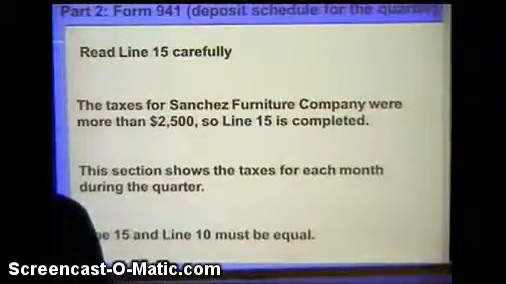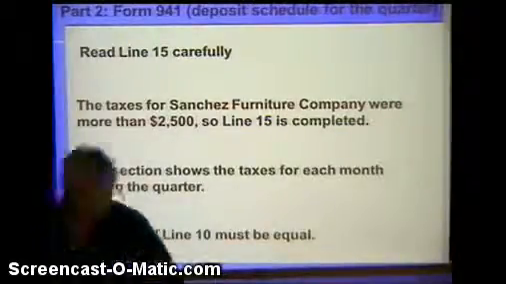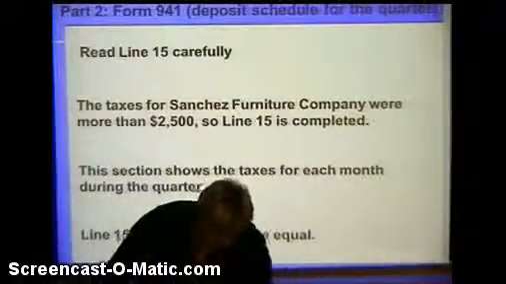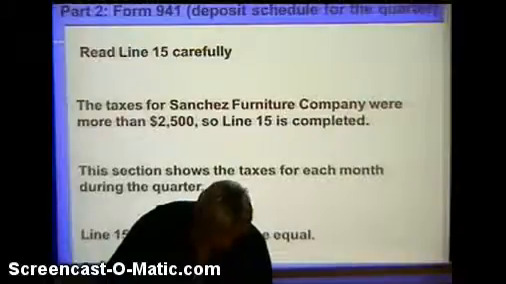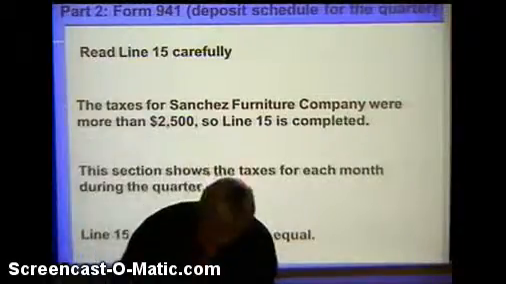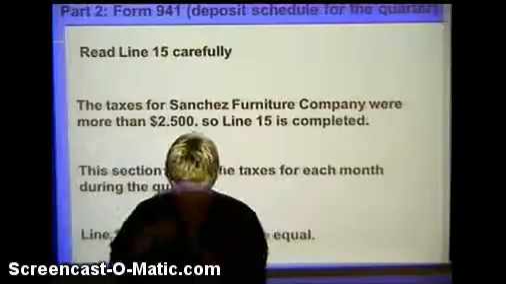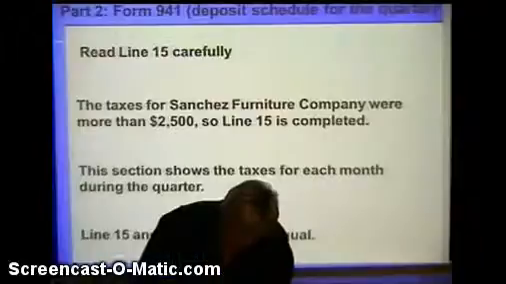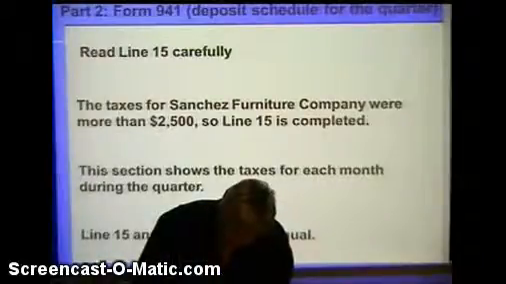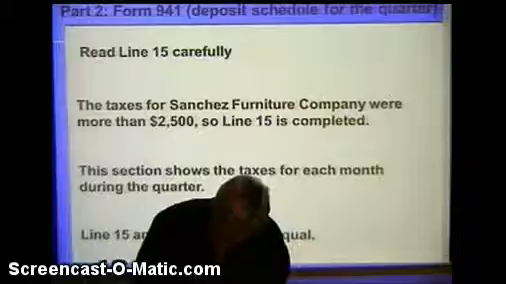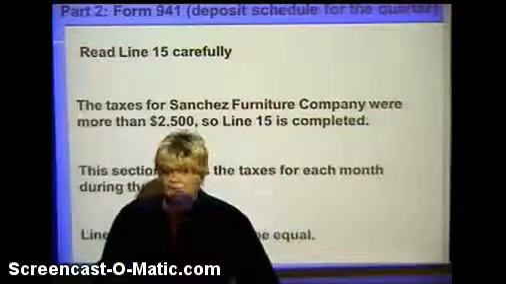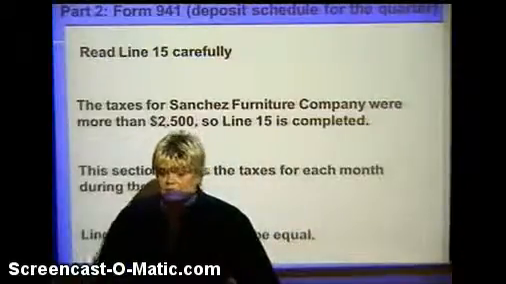Okay, notice once you finish, line 15 and line 10 must be equal. Line 10 is what you figure when you multiply it out and did your multiplication using the whole amount, after all the adjustments. That's line 10, total after the adjustment for the advanced calculation. Then line 15 shows what you actually collected and paid so far, deposited. So those two numbers must match.